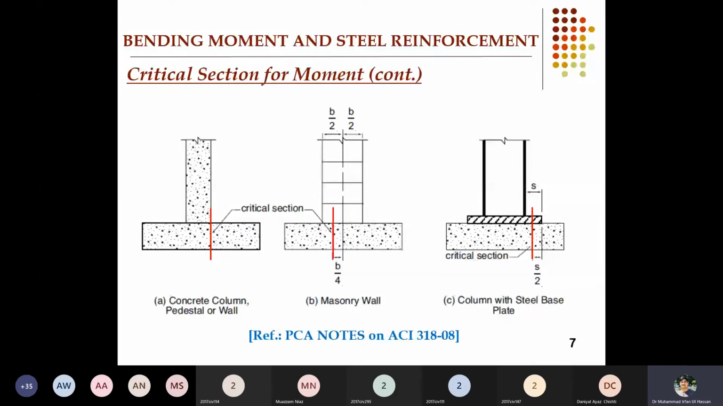But when the brick wall is there, the second figure, the critical section will be at this point between the face of the wall and center of the wall. And when the RCC pad, the steel plate, is provided, then the critical section lies at S by 2. So it means that the second case is there for the masonry footing.